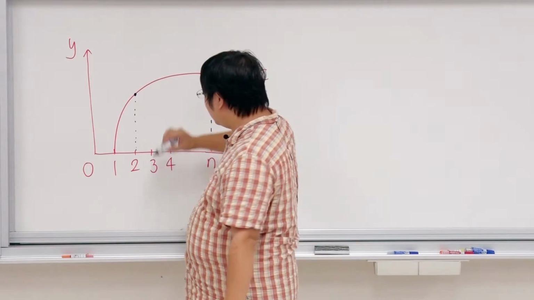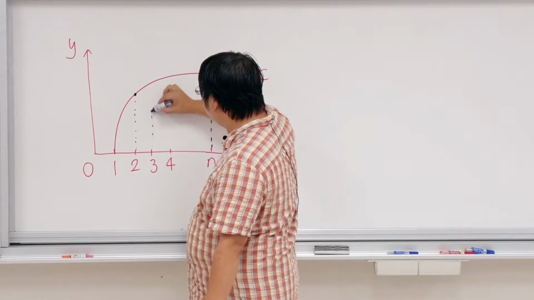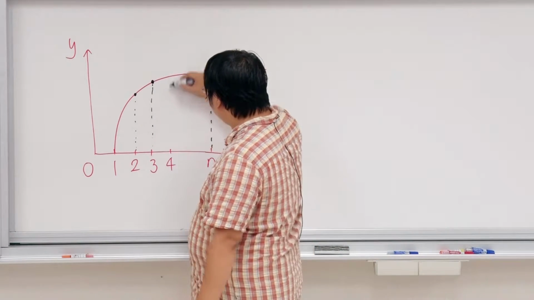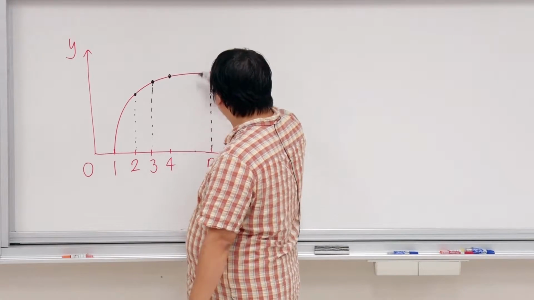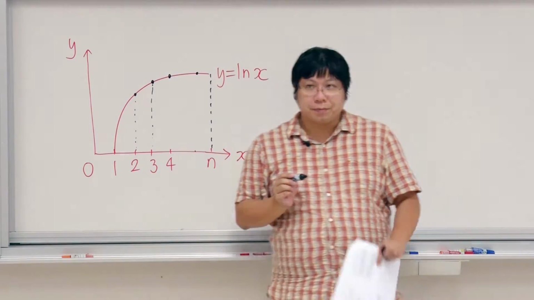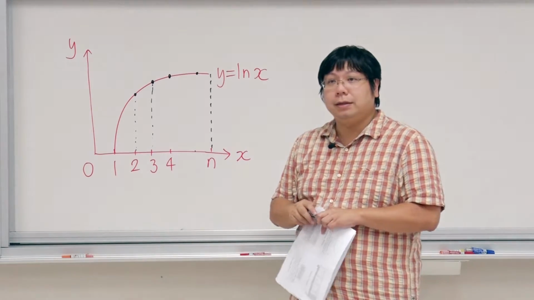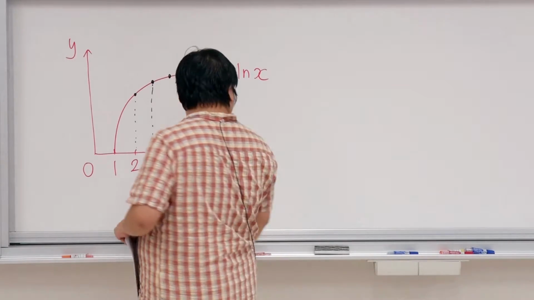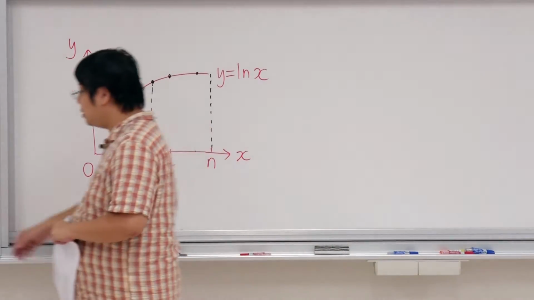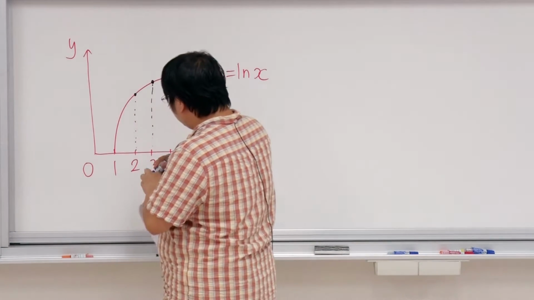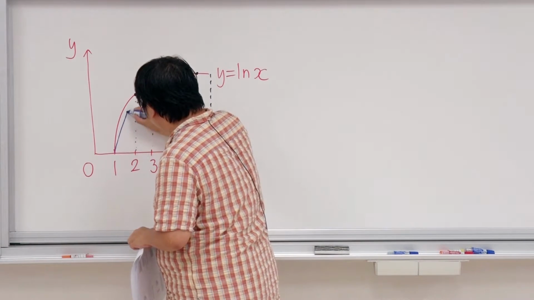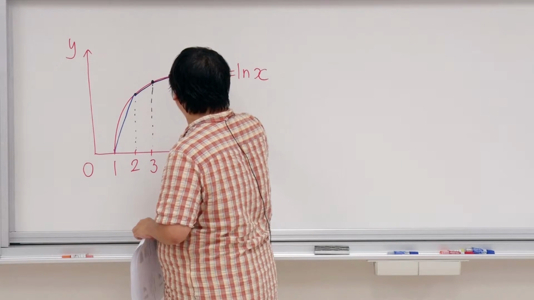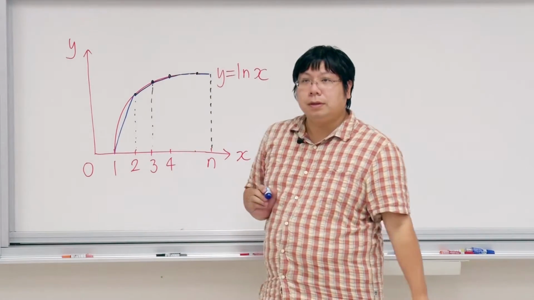Is that okay? And then we go to 3, we come up here. This is the value of log 3. And this is the value of log 4. This is n minus 1, so this is the value of log of n minus 1. Is that okay? And now this time let's use another color. Let's use the blue color this time. So we are looking at this one. We join these points.